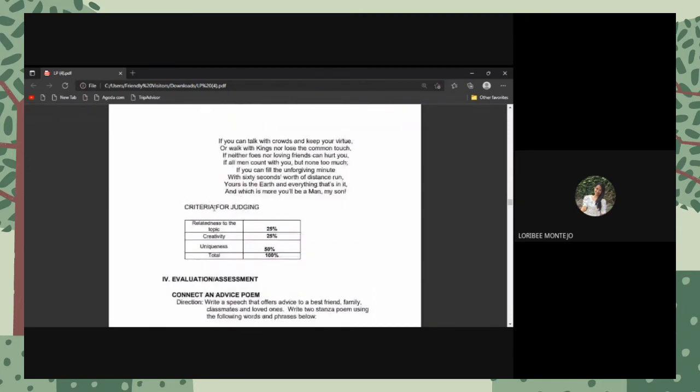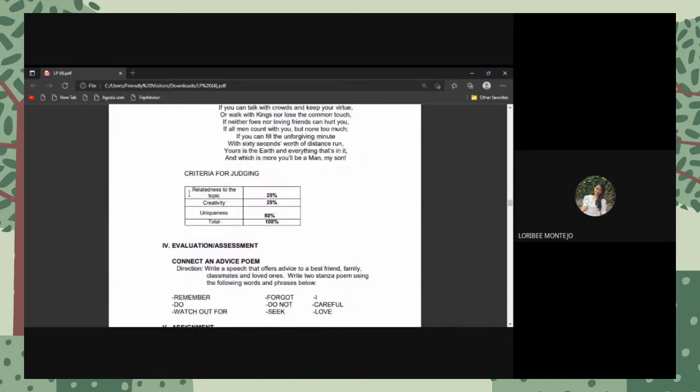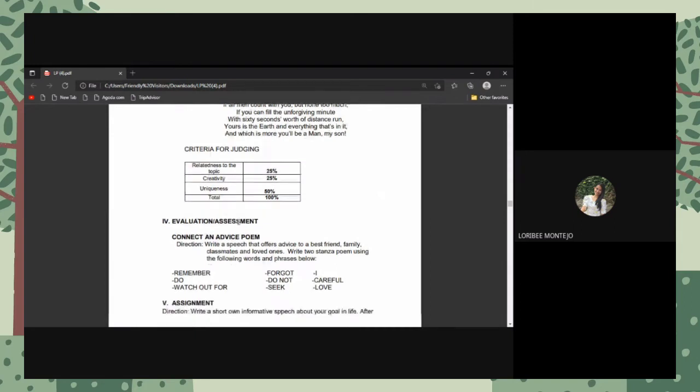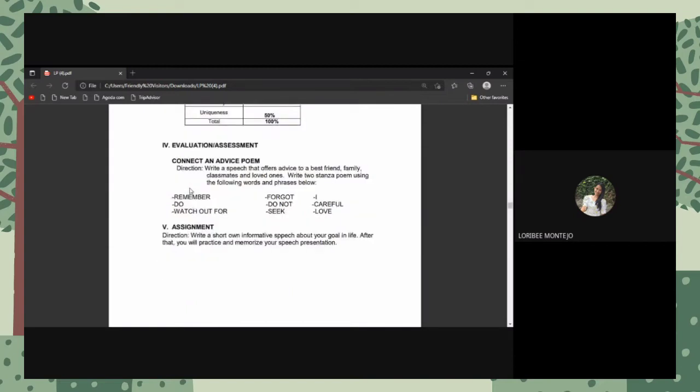So the criteria for judging are relatedness to the topic 25%, creativity 25%, and uniqueness 50%, with a total of 100%. So now we will go down to our evaluation and assessment. Our assessment is called Connect an Advice, Poem, or Speech.